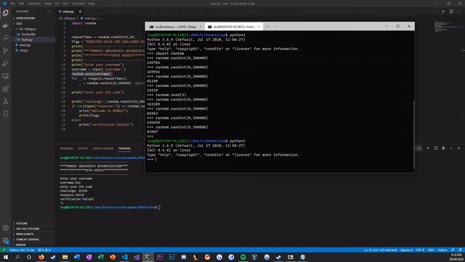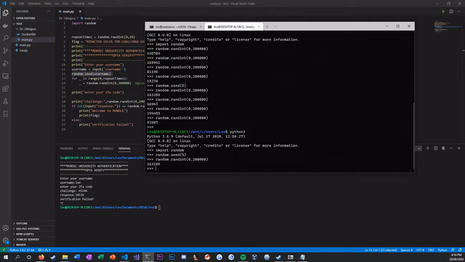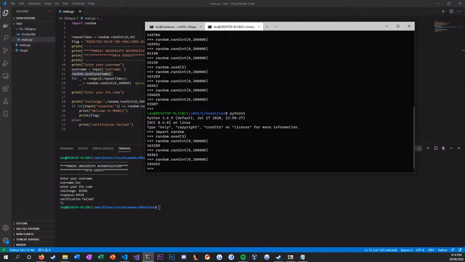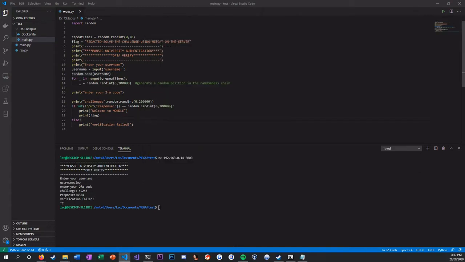And even if we quit this and do the same thing, and seed it with a value we know, the first number will still be this, even in a different session. The second number will still be this, the third number will still be this, and so on and so forth. And so basically, by knowing the starting position, or the starting set of parameters that are used in Python's random number generator, we can predict what the future numbers will be. And try to think about how this would be helpful in this challenge here.